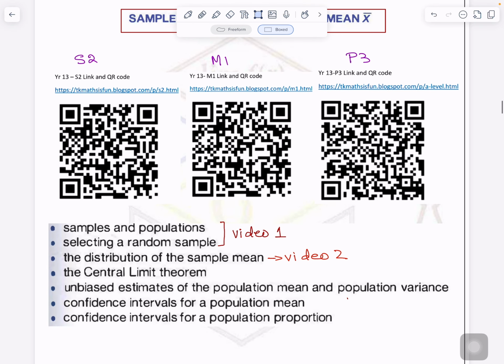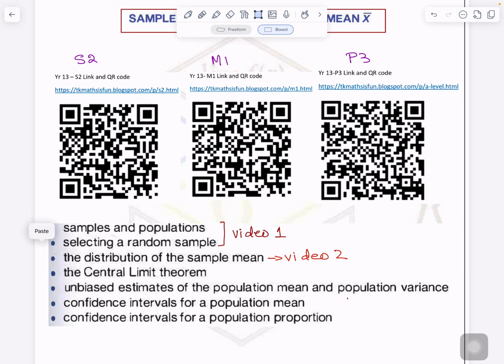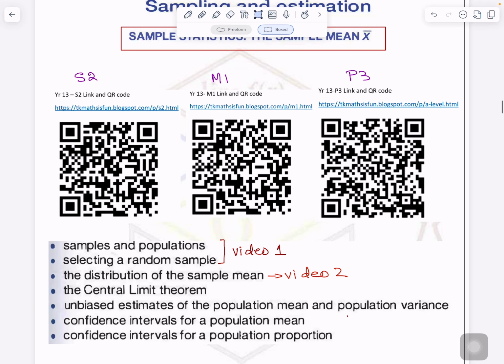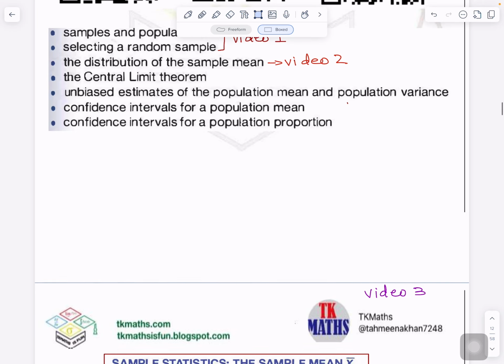So these are the concepts we have to understand and study in sampling and estimation. The first video was on sample population and random variable, and the second one was on distribution of sample mean, and this third one is also in the continuation of the distribution of sample mean with the help of one question. Last video was getting longer, so we stopped the video, and now in this video we will solve one question on distribution of sample mean.